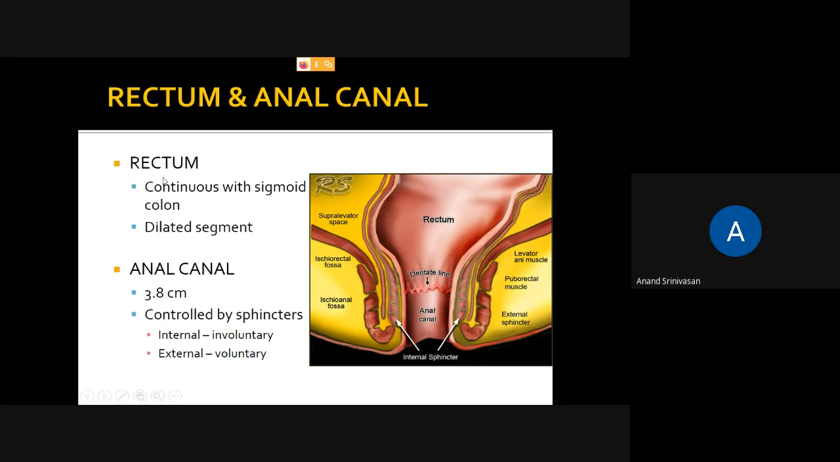All right, so the rectum and the anal canal. The rectum is continuous with the sigmoid colon. That's the place where the stool is stored. The next is the anal canal, which is approximately 4 centimeters. It has an internal sphincter and an external sphincter. The internal is involuntary and the external is voluntary.